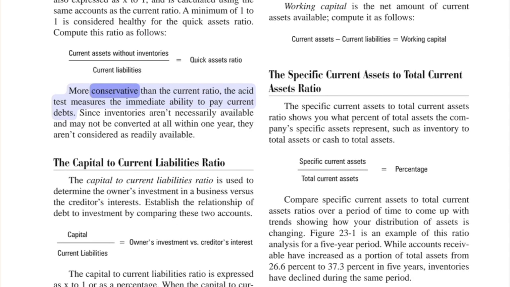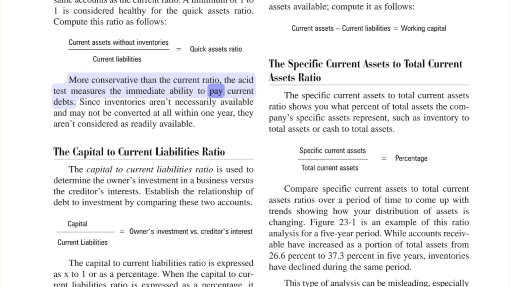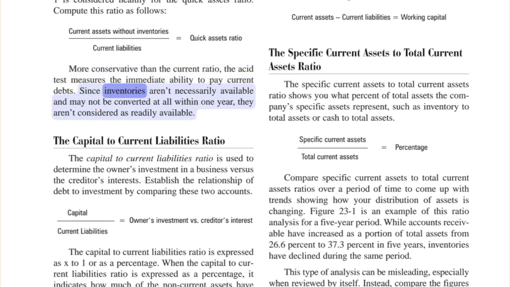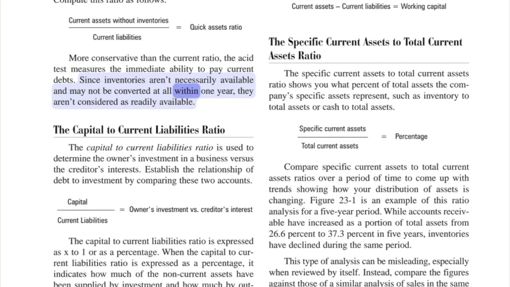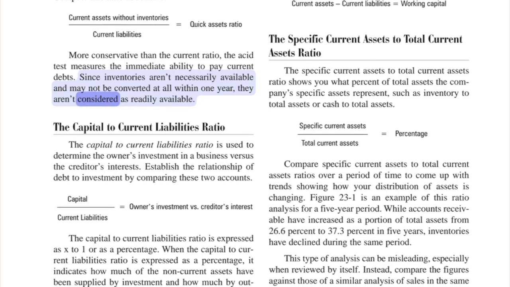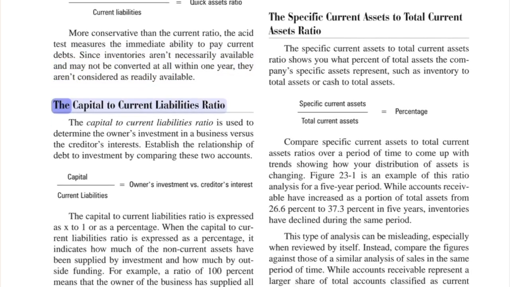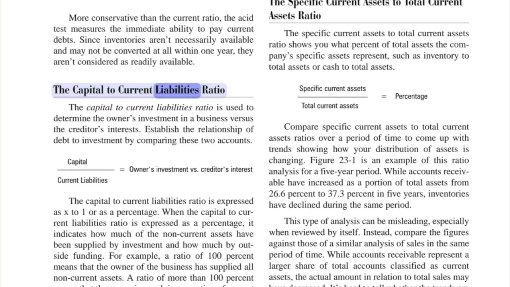More conservative than the current ratio, the asset test measures the immediate ability to pay current debts. Since inventories aren't necessarily available and may not be converted at all within 1 year, they aren't considered as readily available. The capital to current liabilities ratio.